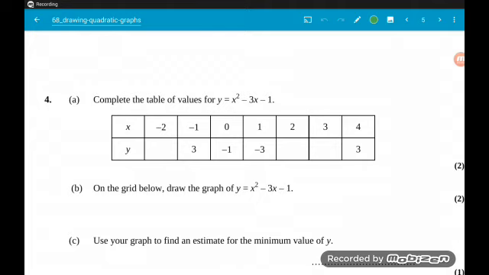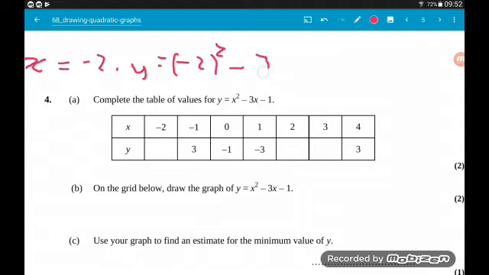Okay, question 4. So we have another quadratic and another table. So y here is x squared minus 3x minus 1, we want to complete the table. So our first missing value is when x is minus 2. So we get y is minus 2 squared minus 3 times minus 2 and then minus 1.